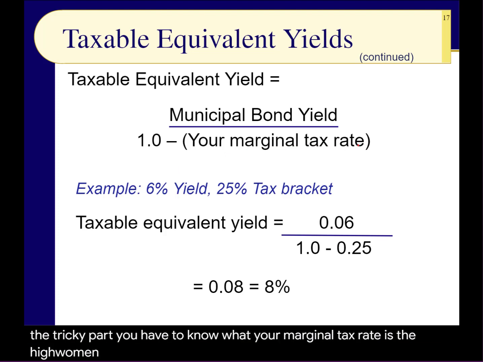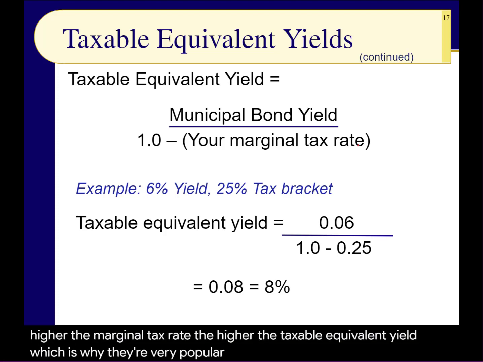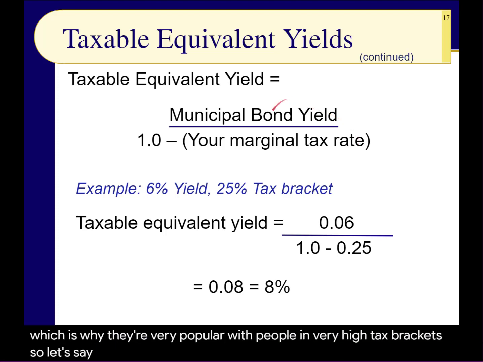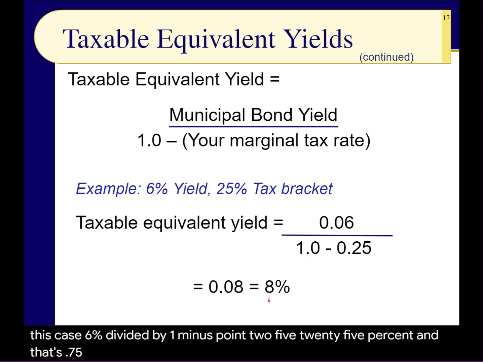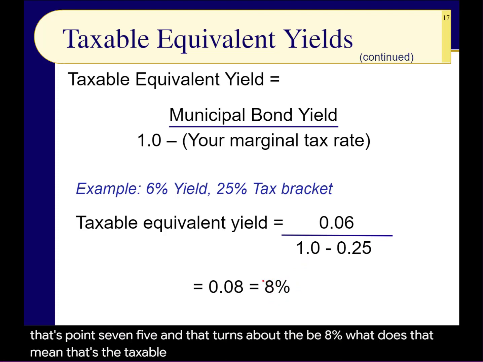The higher the marginal tax rate, the higher the taxable equivalent yield, which is why they're very popular with people in very high tax brackets. So let's say we're in the 25% tax bracket. You take the muni bond yield, in this case 6%, divided by 1 minus 0.25, that's 0.75, and that turns out to be 8%. What does that mean? That's the taxable equivalent yield.